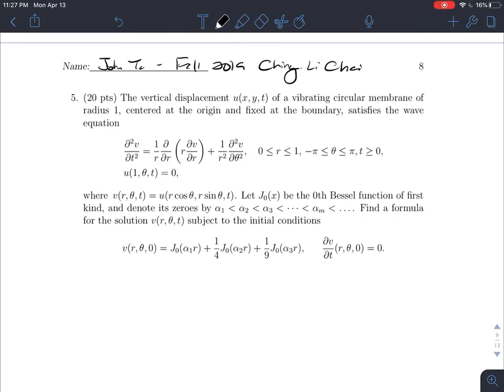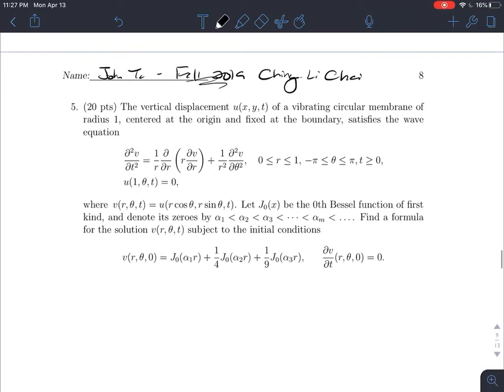So the first problem that we'll be doing is from fall 2019 and Chiang-Li Chai. You can find this exam on my website. This is from midterm 2 specifically, and this was the class that I TA'd before last semester.